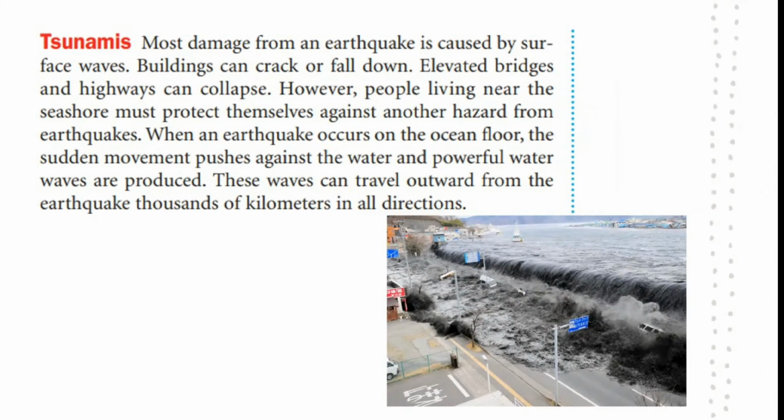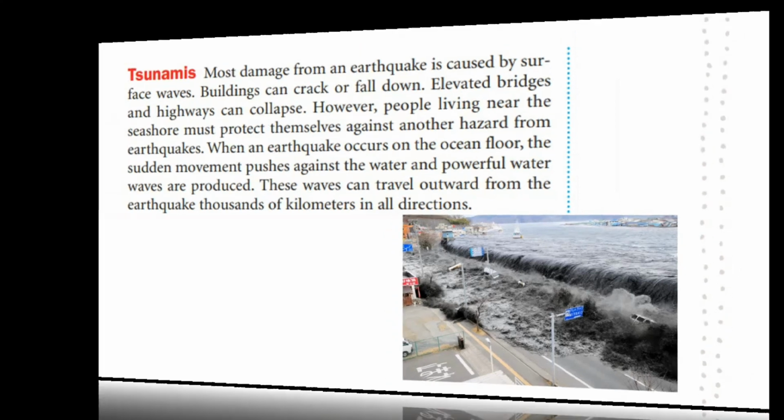Tsunamis. Most damage from an earthquake is caused by surface waves. Buildings can crack or fall down, elevated bridges and highways can collapse. However, people living near the seashore must protect themselves against another hazard from earthquakes. When an earthquake occurs on the ocean floor, the sudden movement pushes against the water, and powerful water waves are produced. These waves can travel outward from the earthquake thousands of kilometers in all directions.